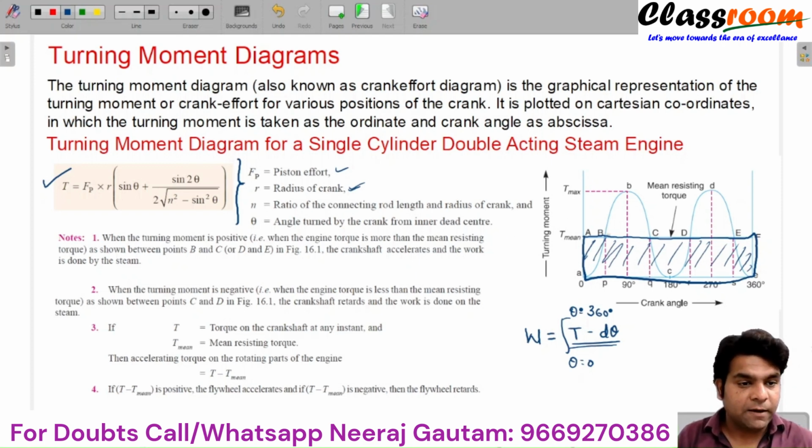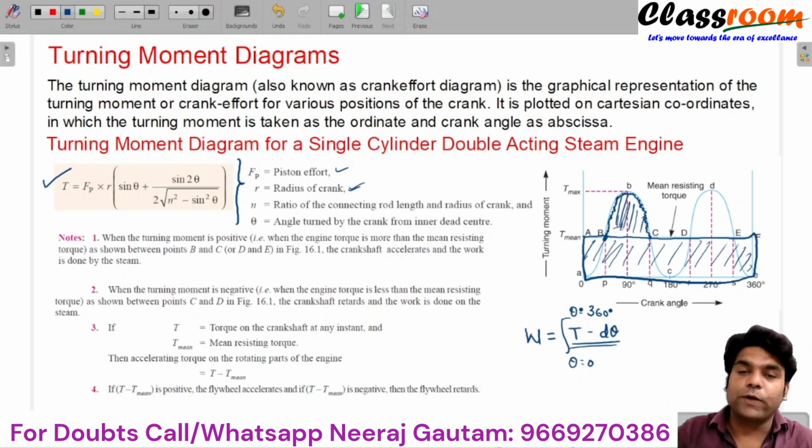So you can say that for this mean effective torque, if the turning moment diagram moves above the mean resisting torque, then it is the power developing phase. And here you can see the flywheel or the rotating components of the engine are accelerating. If the turning moment diagram is below this area, in these situations, the rotating components are decelerating.